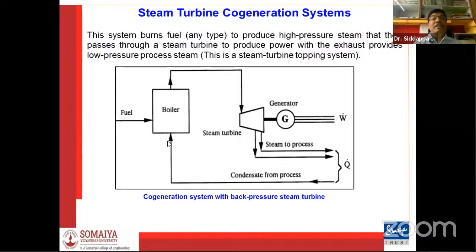Initially, the steam turbine system is called a back pressure steam turbine. The reason is that the steam exhausted from the turbine is utilized for different process applications. In this system, the fuel initially burns in the boiler. The high pressure steam formed is utilized to do work on the turbine. As I told you, almost 30 to 40% of the enthalpy energy is converted into power output, which is converted into mechanical energy and then into electrical energy through AC or DC generators as per the requirement.